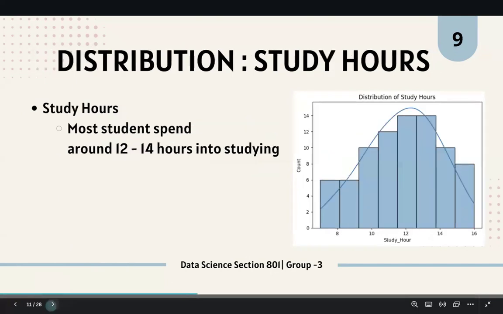And the next slide. This graph shows the study hour of the group of students. The x-axis shows the study hour, and the y-axis shows the number of students at each study hour. According to the graph, most of the students spend around 12 to 40 hours in their study life.